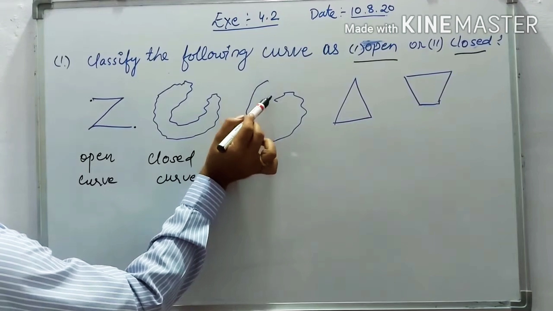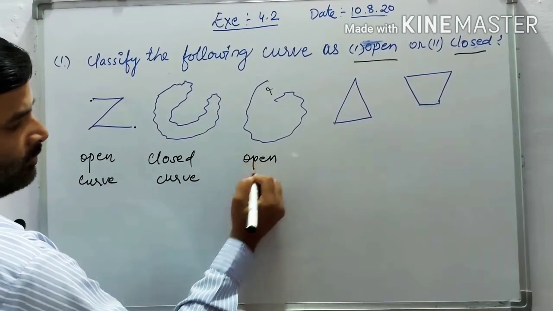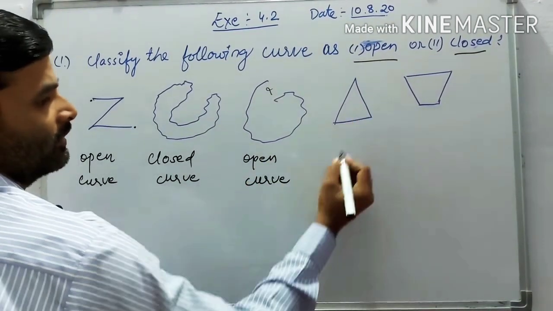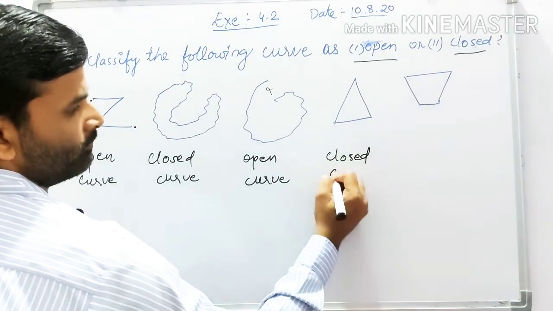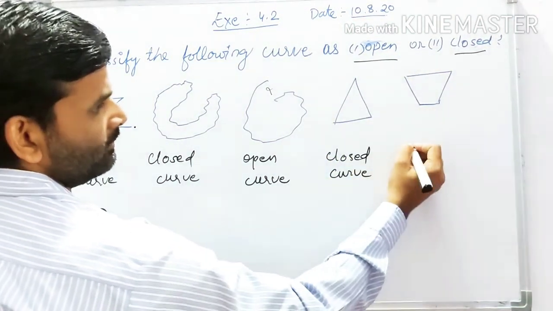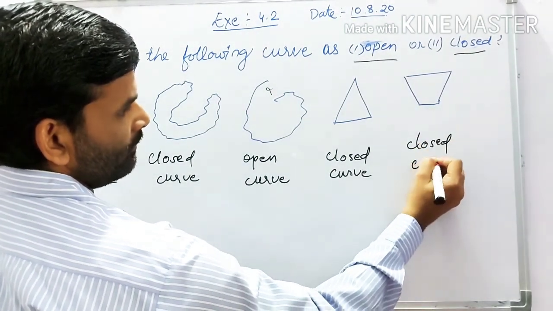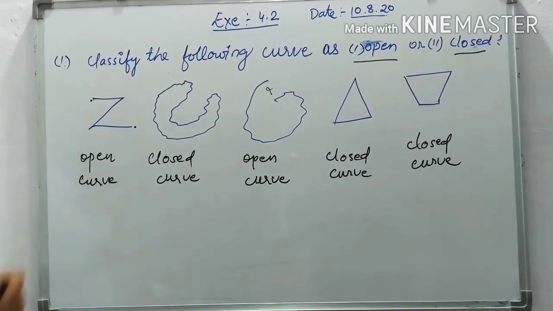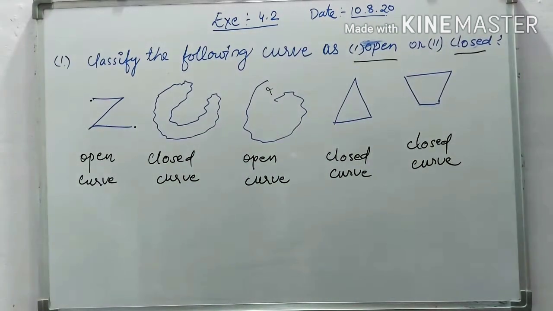Again, the starting point and ending point are not joined, it's an open curve. And this is a closed curve. Again, a closed curve. So the first is an open curve, second is a closed curve, third is an open curve, fourth again a closed curve, and fifth is also a closed curve.